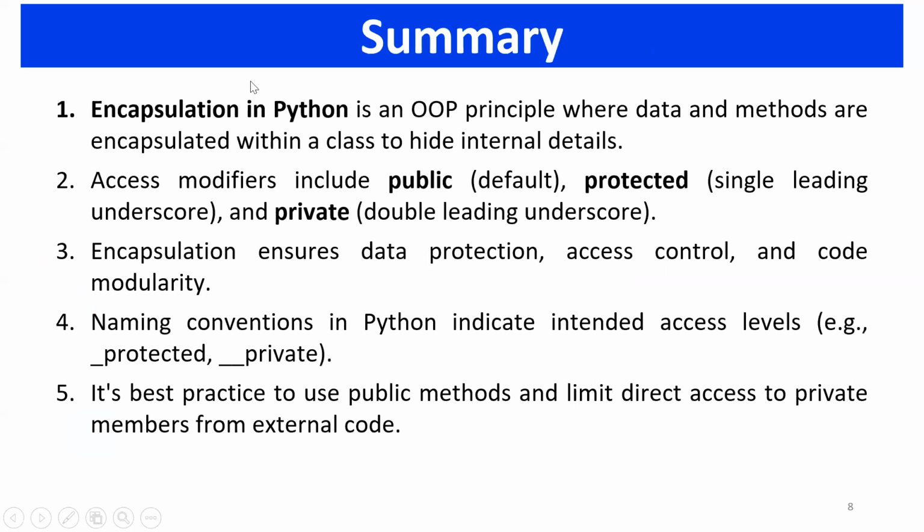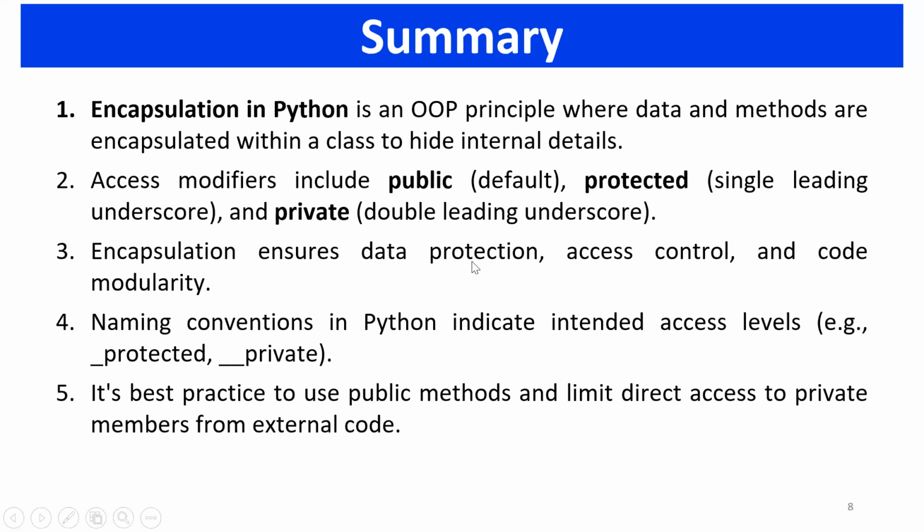So in this lecture, we have seen the encapsulation concept. Encapsulation in Python is an object-oriented principle where data and methods are encapsulated within the class to hide the internal implementation details of the functions. For implementing encapsulation in Python, access modifiers are used, which include public, protected, and private. By default, all the members are public in nature. If we precede with one single leading underscore, they are protected members. And if we precede with a double leading underscore, they represent private members.